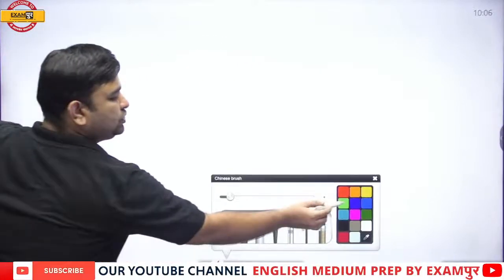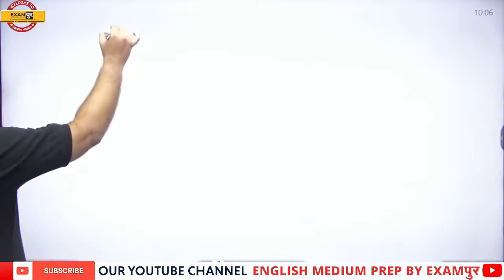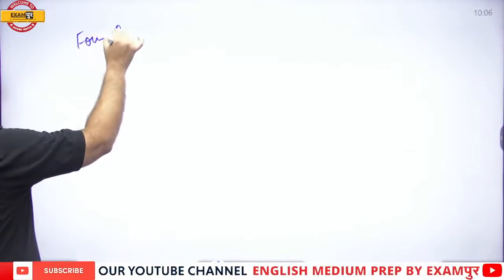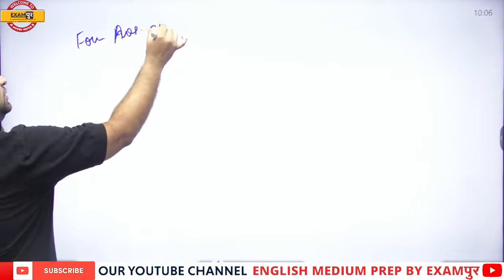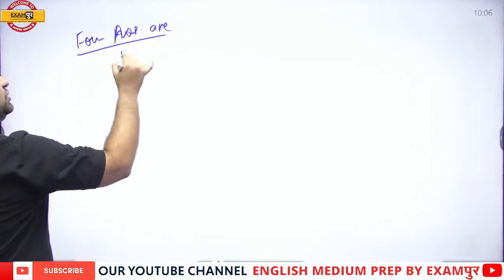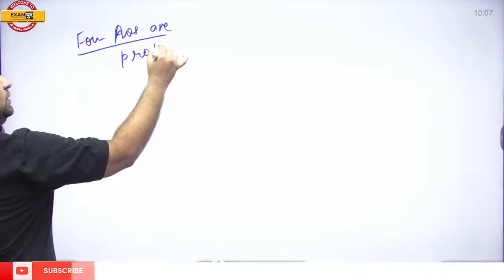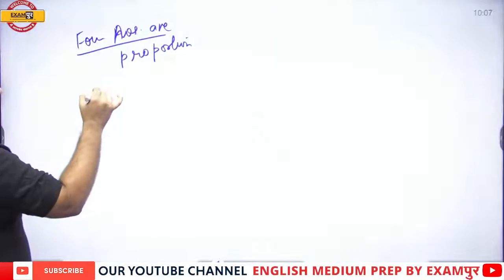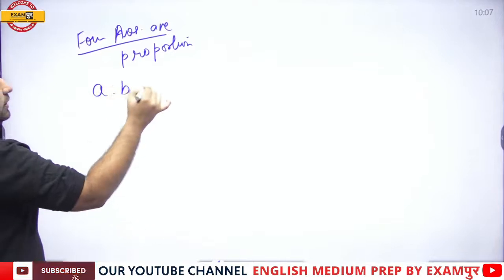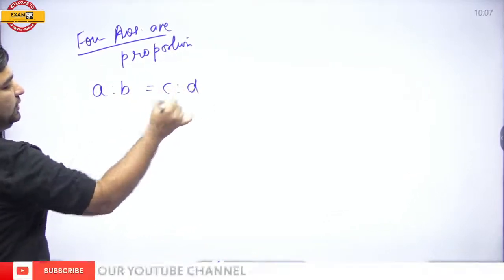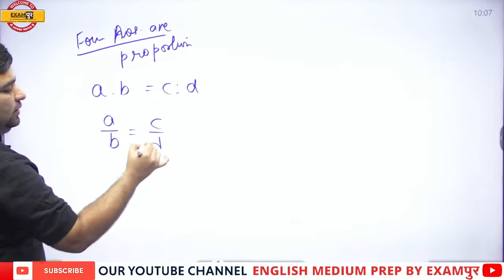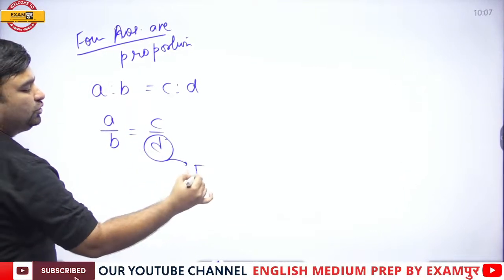Four numbers are in proportion. Okay. So A ratio B is equal to C ratio D. So A upon B is equal to C by D, where D is called the fourth proportional.